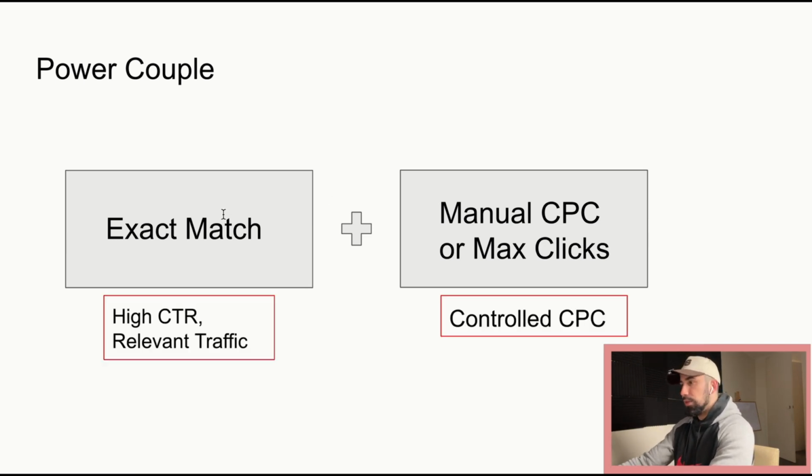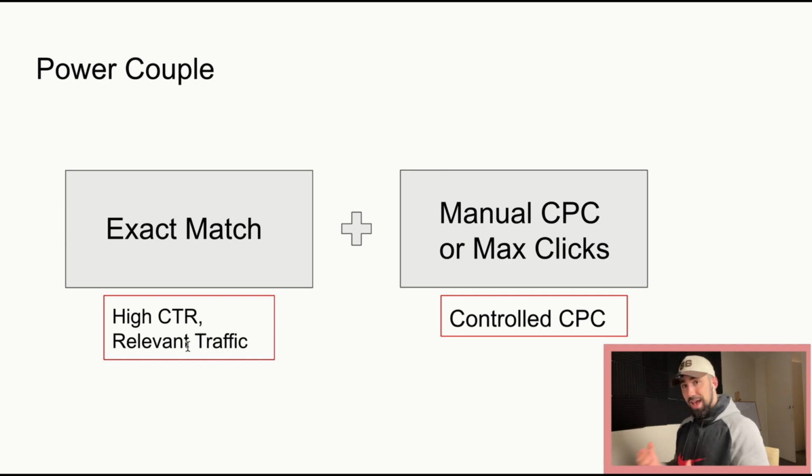Why? The reason being is, with exact match, you're going to get really high click-through rates. And click-through rates impact not only how many people click through the ads and go to your website, but also the quality score. Because one of the core components of the quality score is your expected click-through rate. That will be one of the factors that Google will trust you on in the future. And you're going to get relevant traffic.